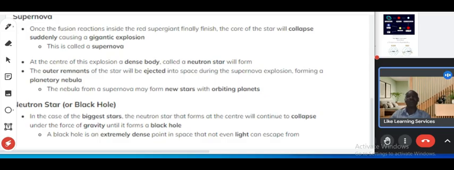That is how our own sun was formed. In fact, I said our own sun is a product of a previous star, a previous big star that actually underwent a supernova. Now the remaining part, the remaining central dense part, is what forms a neutron star, consisting of only neutrons.